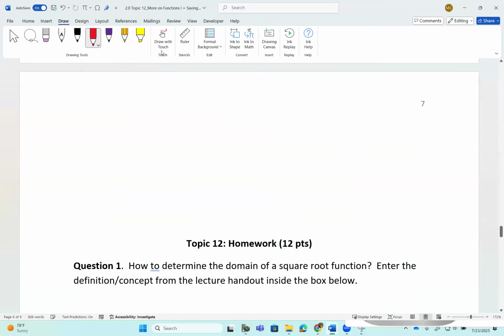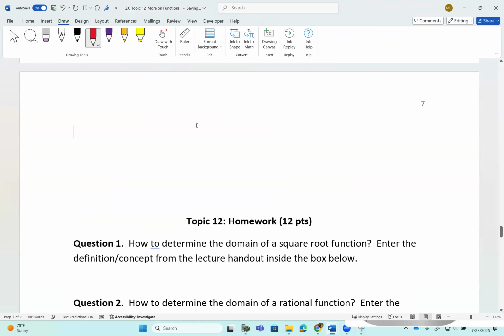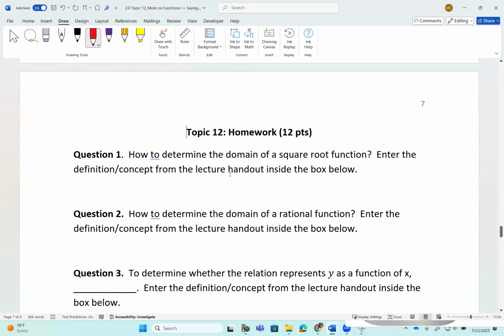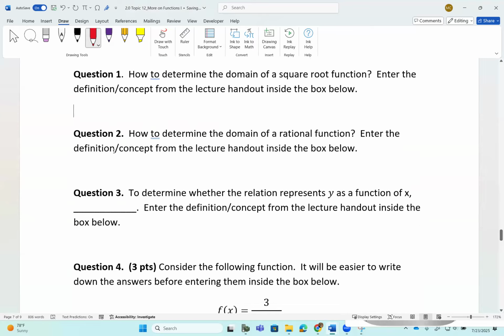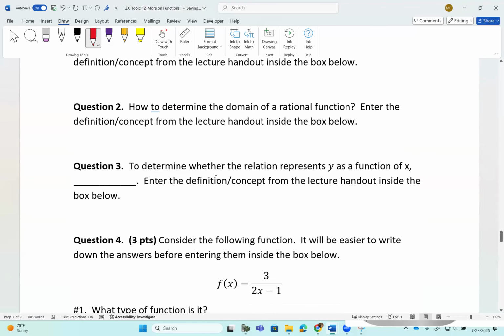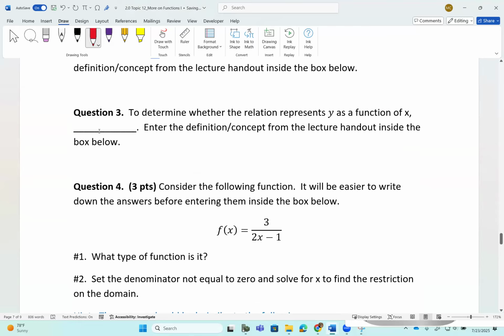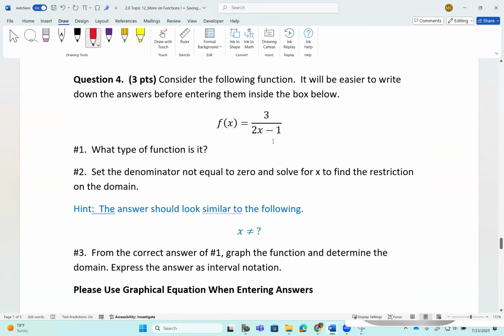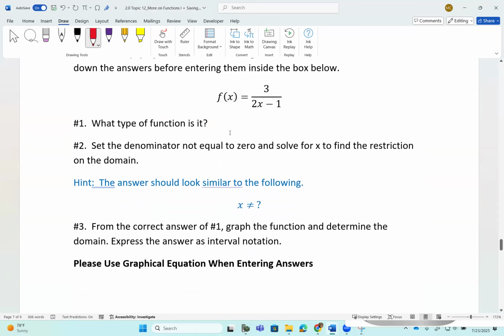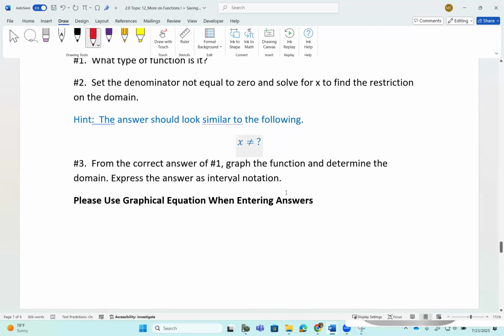All right, let's take a look at some of the homework. How do you determine the domain of a square root function? So you can just enter in what I wrote on the lecture handouts from 1 and 2. To determine whether the relation represents y as a function of x, we have to solve for y. All right, question number 4. Do exactly the same thing as I just did earlier. Tell me what type of function it is, set the denominator not equal to 0, solve for x, and then tell me what the domain is.